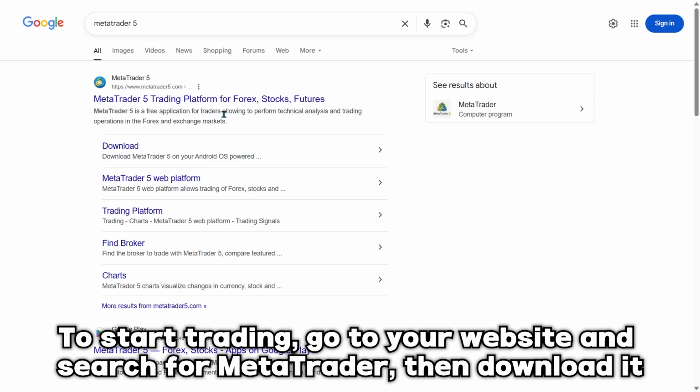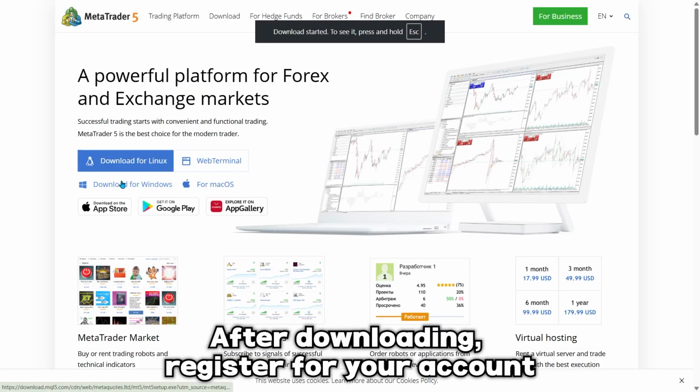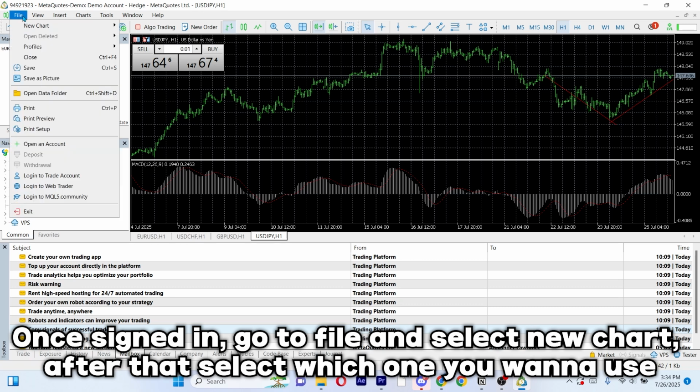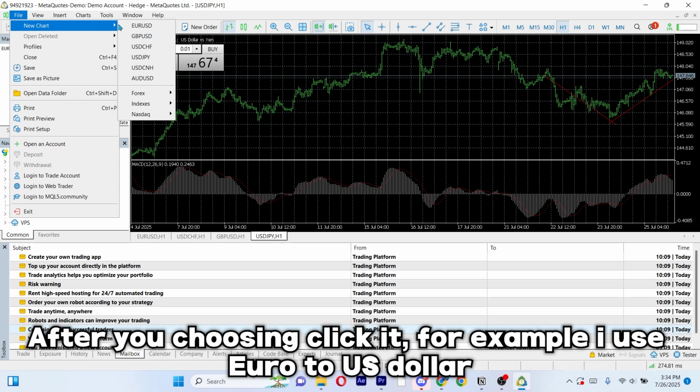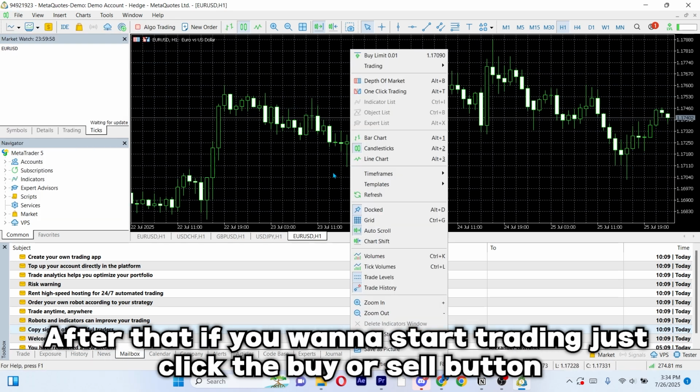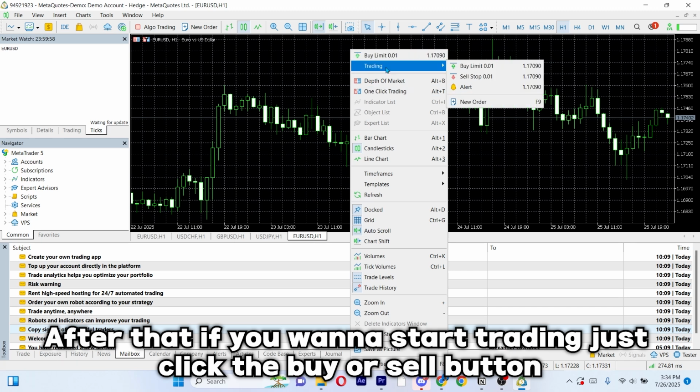To start trading, go to your website and search for MetaTrader, then download it. After downloading, register for your account. You can choose between a demo account or real account. Once signed in, go to File and select New Chart. After that, select which one you want to use. After you choose and click it, for example, I use euro to US dollar. After that, if you want to start trading, just click the buy or sell button.